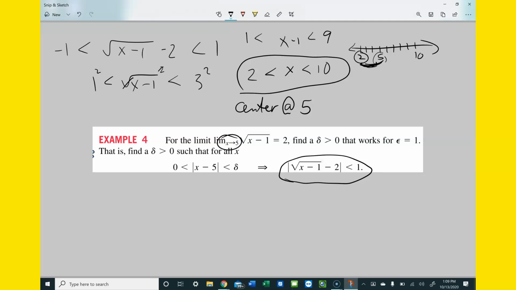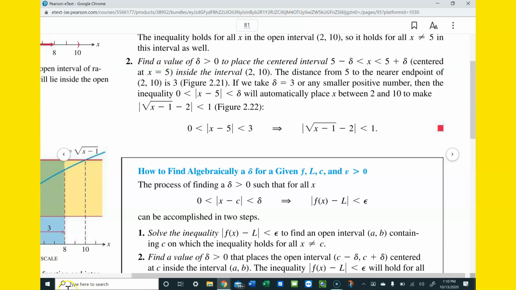So that being the case, then my delta that accomplishes that particular epsilon of being 1, my delta is this right here. In other words, delta is this distance from 5 to the nearest endpoint. The delta is going to be 3. That will always accomplish the epsilon being 1 or better than 1. Okay.